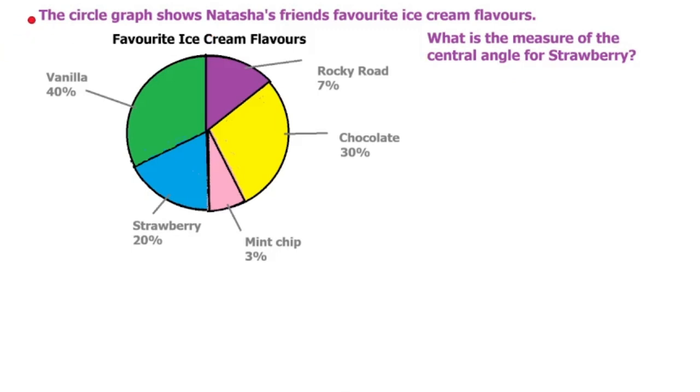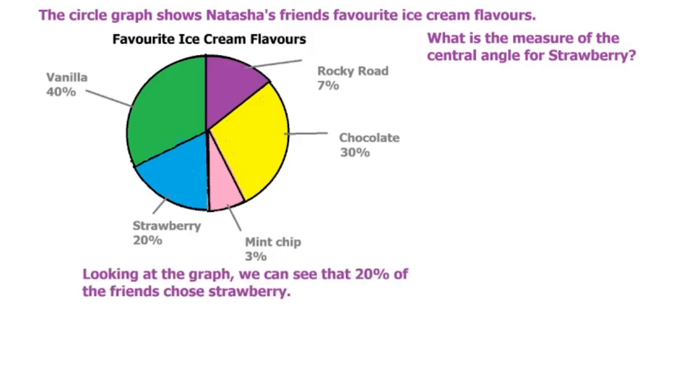So if we have a problem like this that says the circle graph shows Natasha's friends' favorite ice cream flavors. What is the measure of the central angle for strawberry? And we could see all the different flavors and what percentage of the people liked what flavor. Okay, that's what that means there in that chart. So looking at the graph, we could see that 20% of the friends chose strawberry.